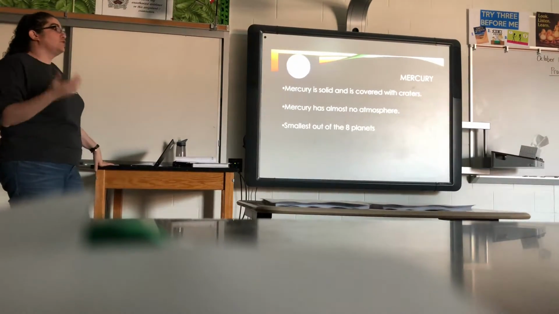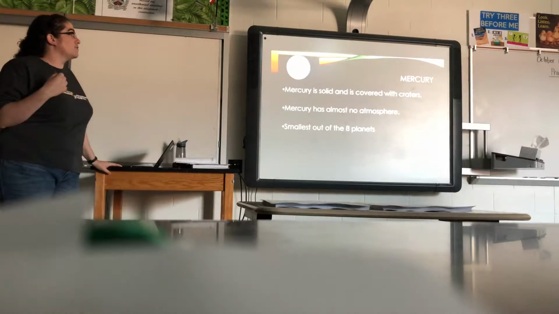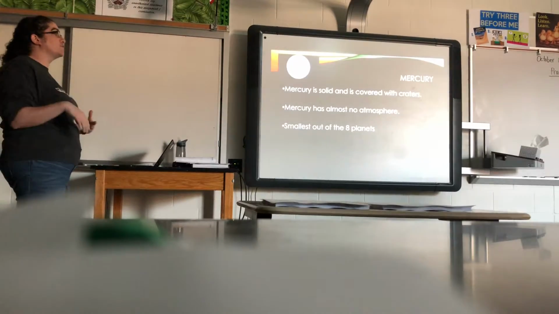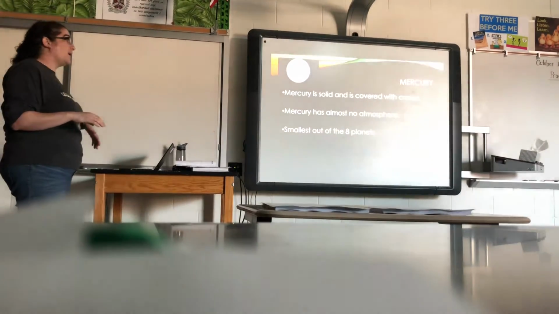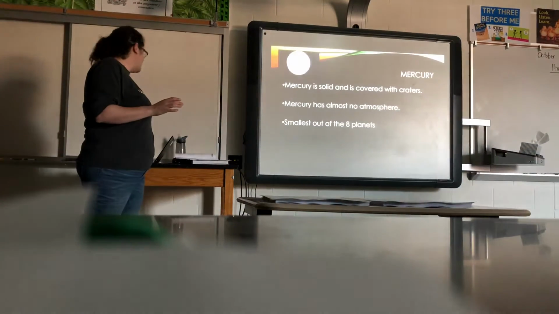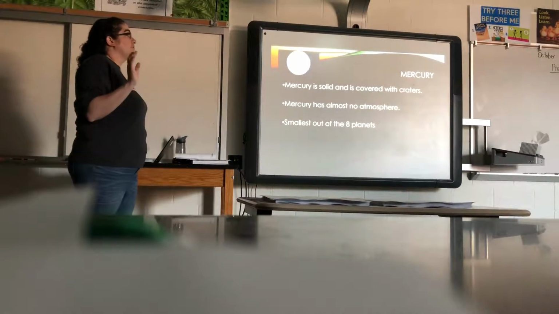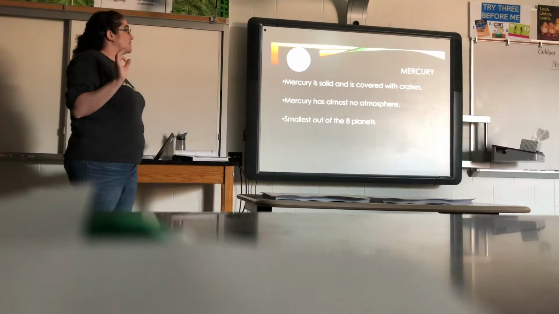So the planet that's closest to the sun is Mercury. It's solid and covered with craters, and it has almost no atmosphere. It's the smallest of all 8 planets. And remember that I'm saying 8 and not 9 planets here.